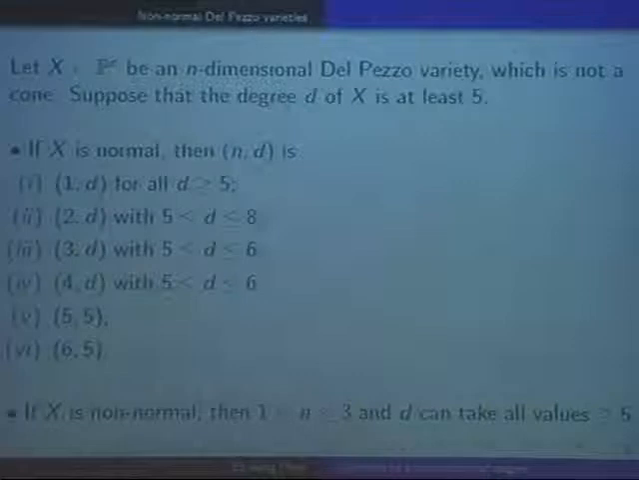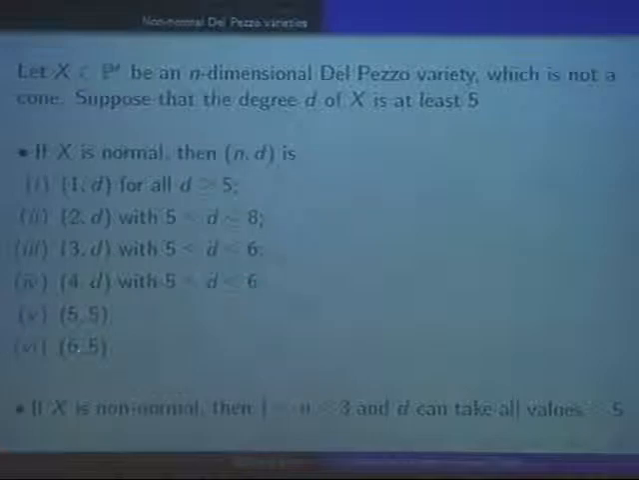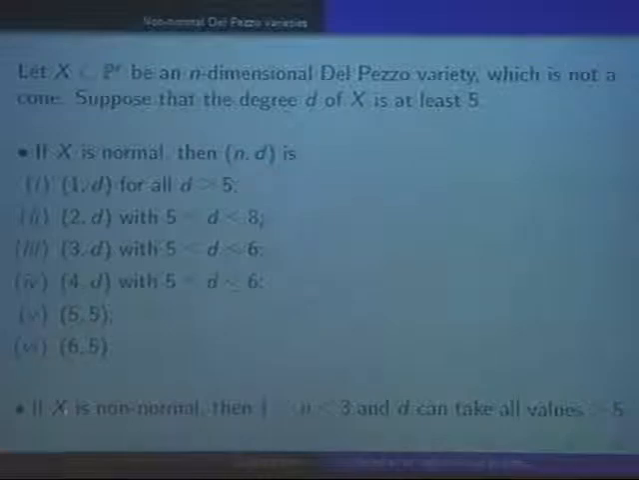Well, now I will compare this result with the classification by Takao-Fujita. So if X is a normal Del Pezzo variety, then the dimension and the degree should be one of the following pairs. The dimension is bounded by 6, and also the degree is bounded by 8. And in our case, if X is non-normal, then the dimension is bounded by 3, but the degree can take all values bigger than or equal to 5.